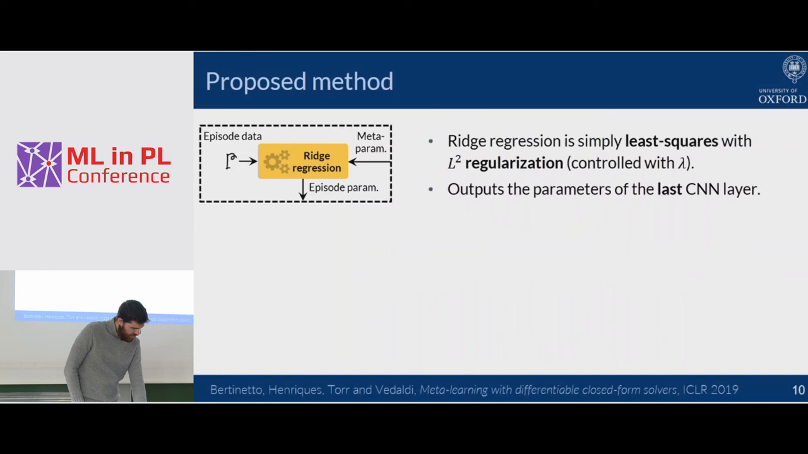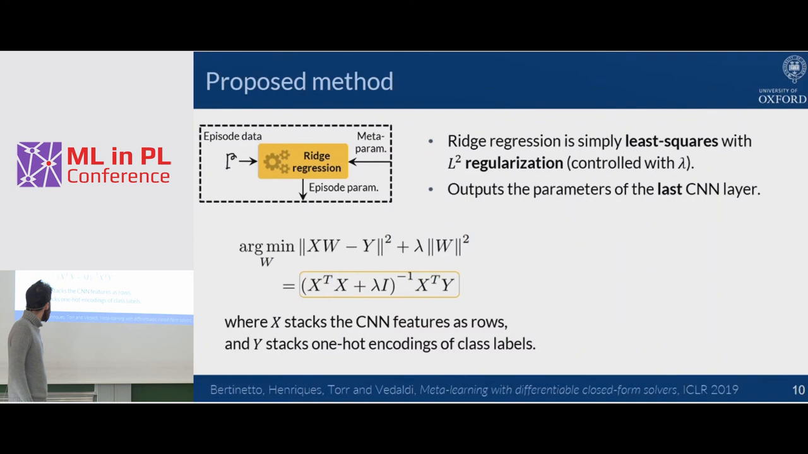A refresher: ridge regression is just least squares, the least squares problem that includes a little bit of regularization, which is L2 regularization. I guess you can see the formula here. The regularization is the lambda parameter there.